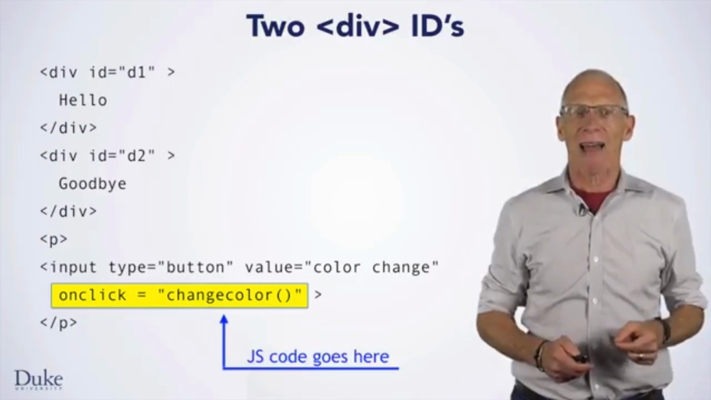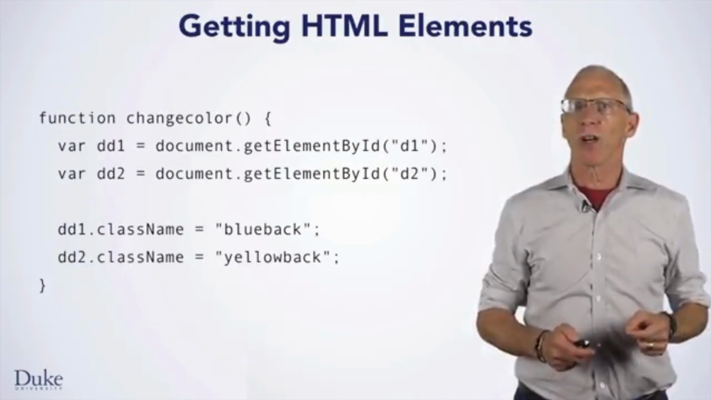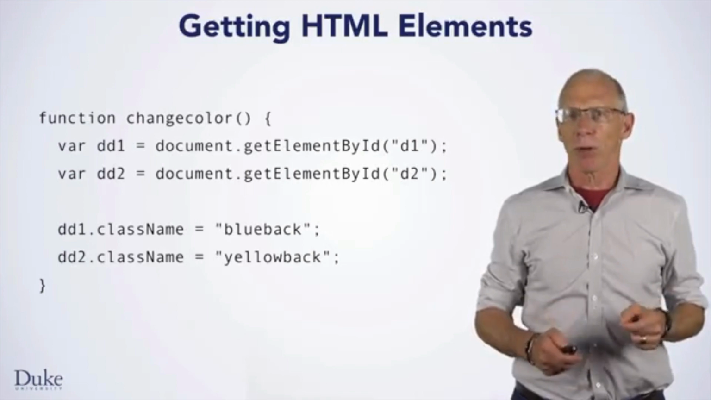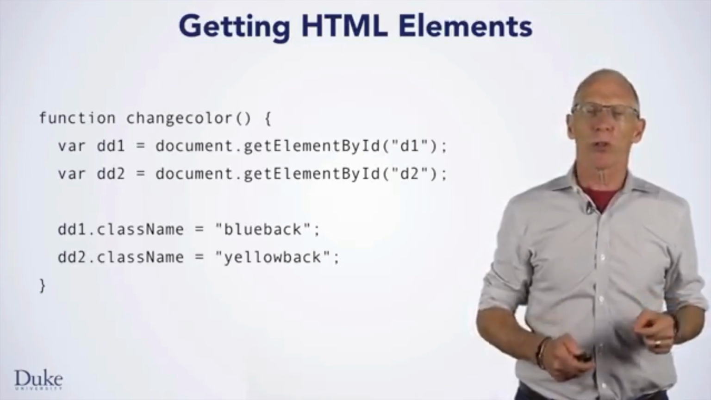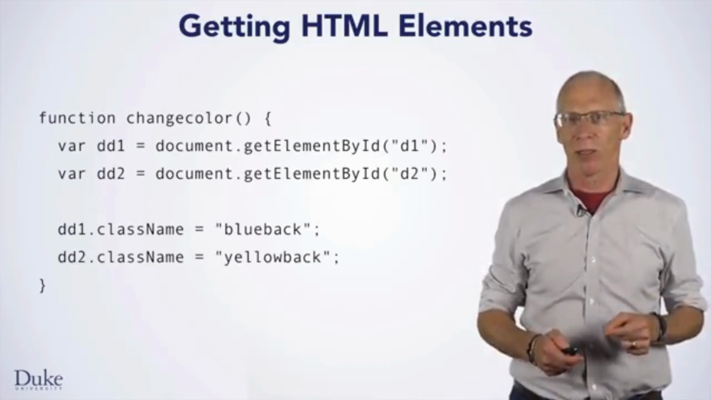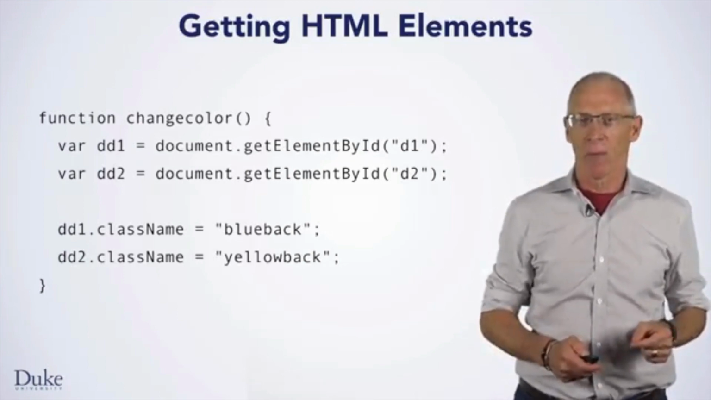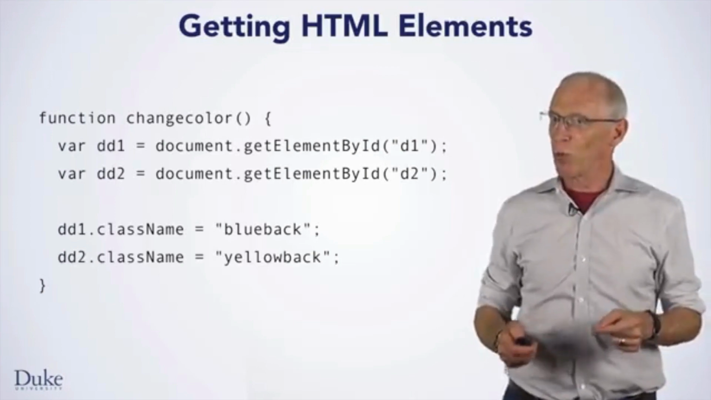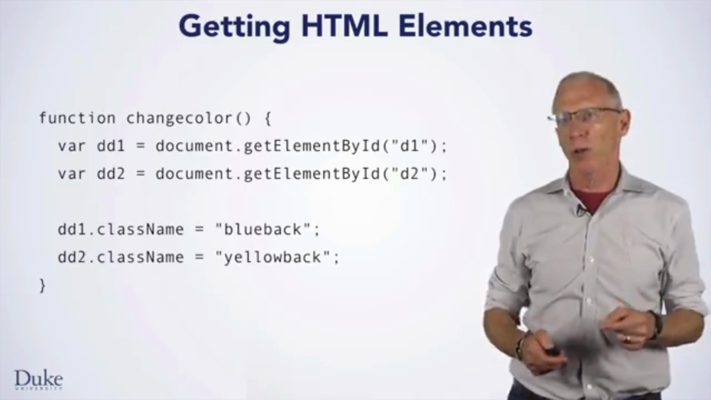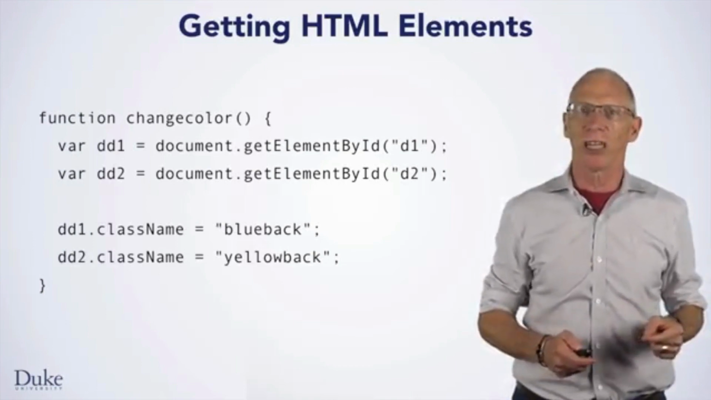Let's take a look at that function by looking at the JavaScript. The JavaScript function changeColor is shown here. Remember that it's called when the user clicks on the button, that is, interacts with the web page, because the function is called or invoked by the onClick event handler, which calls the function changeColor.